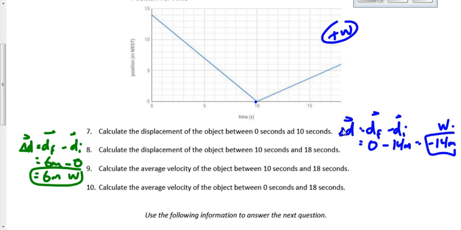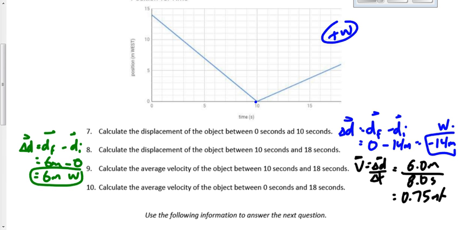9, the average velocity between 10 and 18. Average velocity is the slope of the graph, right? If it's a straight line. But the easiest way to find the average velocity is just to say displacement over time. The displacement between 10 and 18 seconds is 6 meters to the west, and the time is 8 seconds. So that's going to be 0.75 meters per second. I defined west as positive, so positive means west, right? Really, I didn't need to write in west here either.